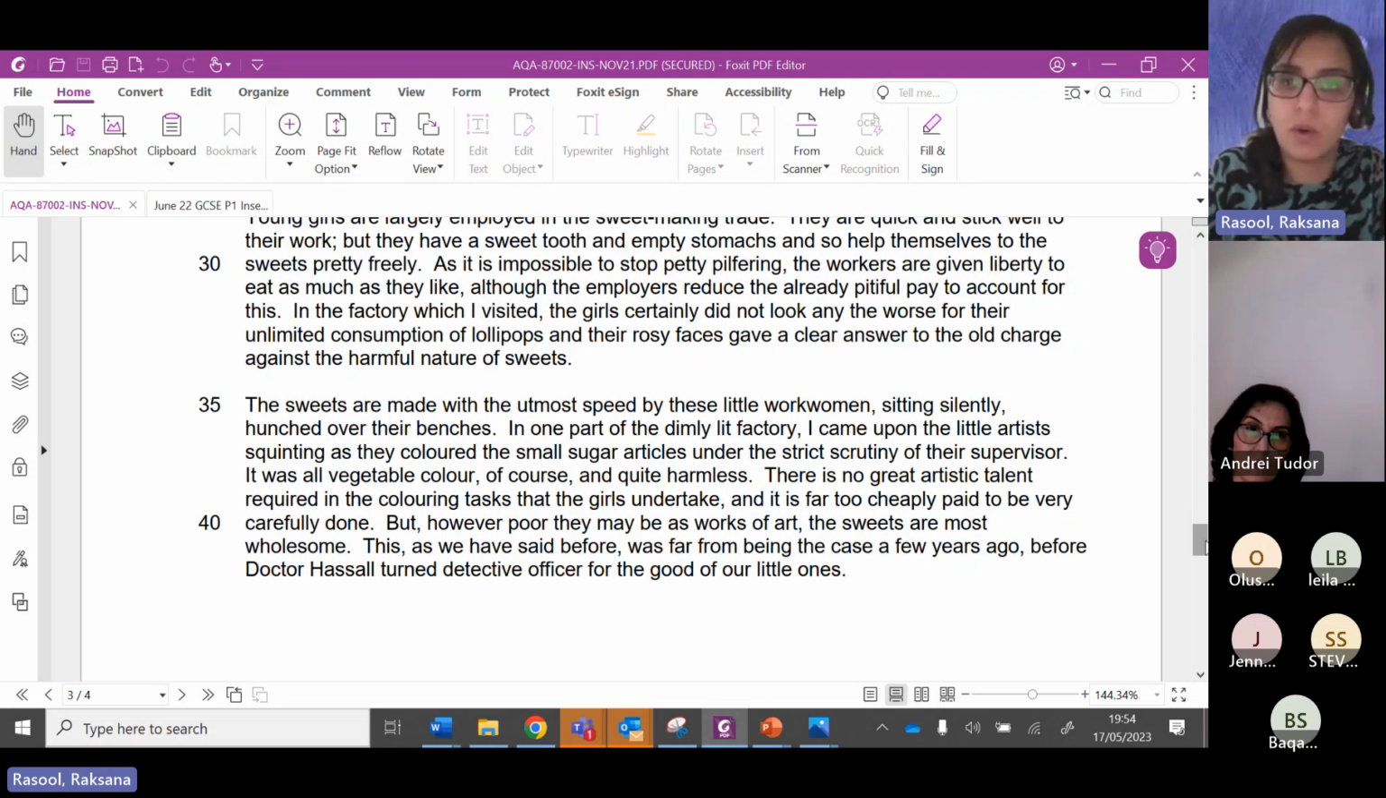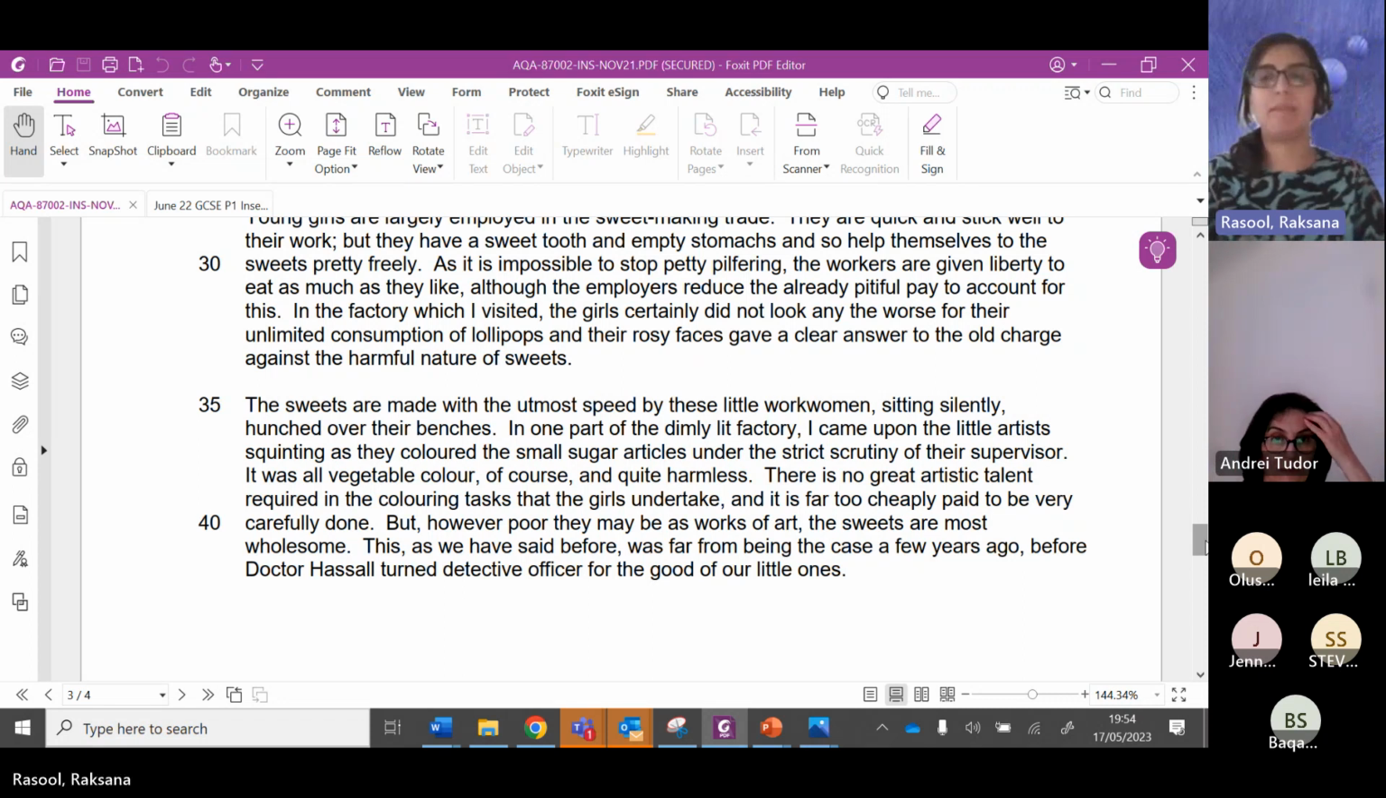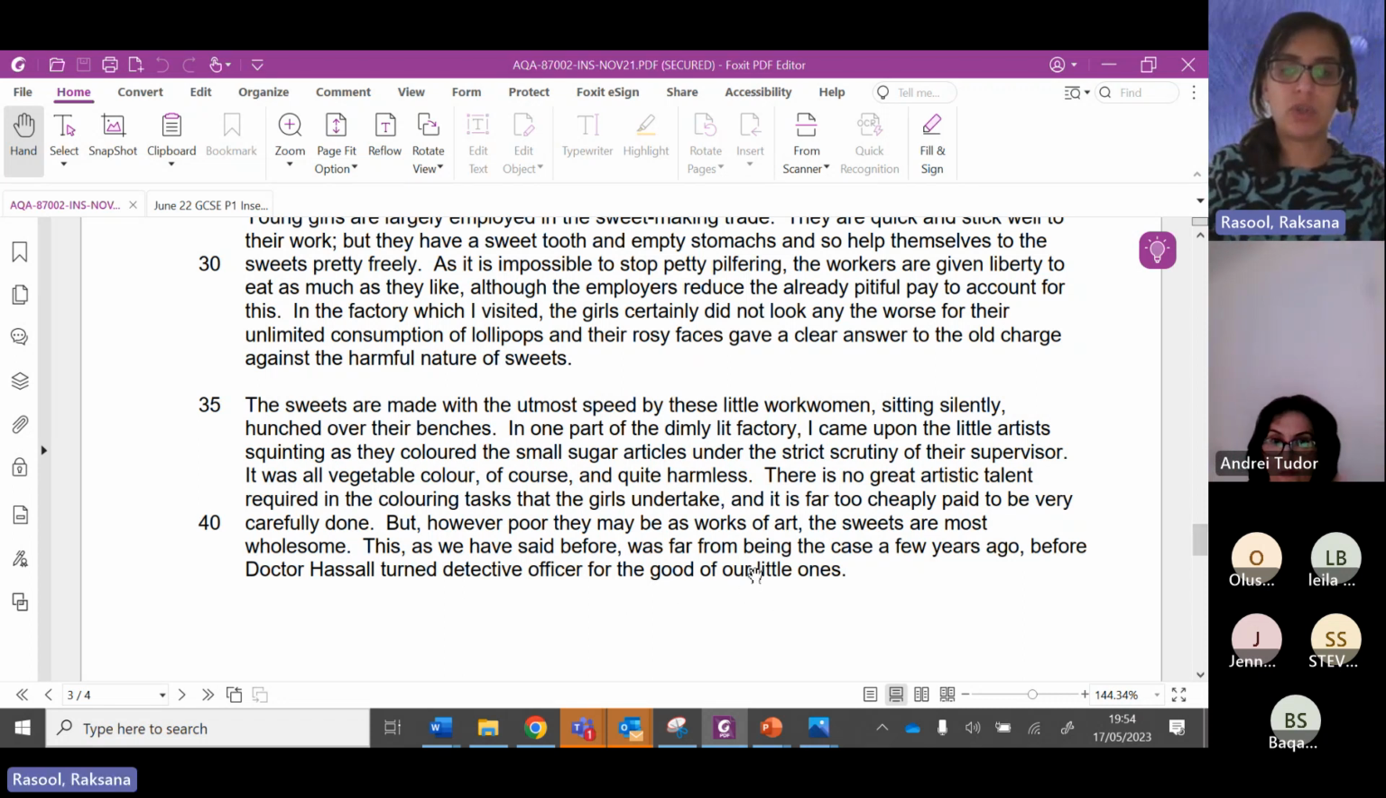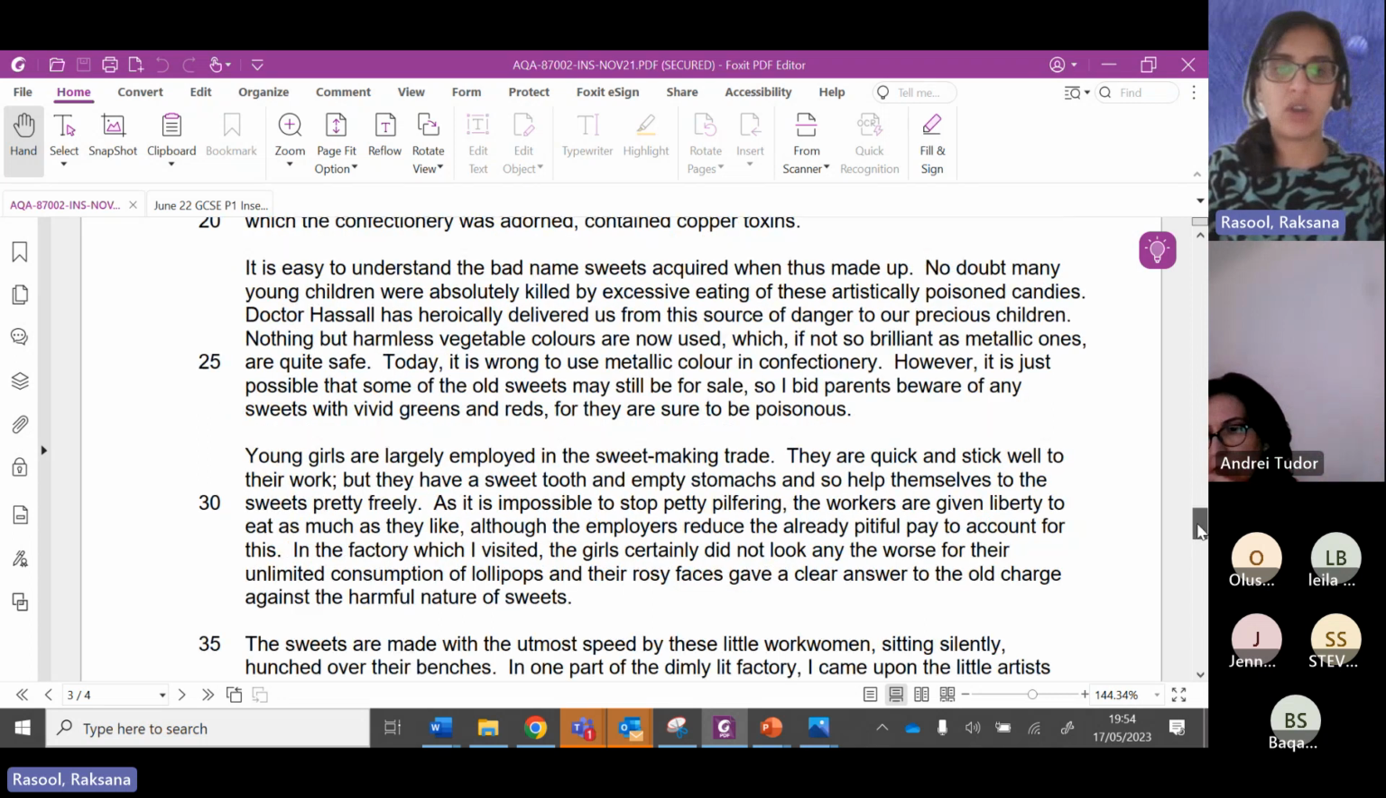This, as we have said before, was far from being the case a few years ago, before Dr. Hassel turned detective officer for the good of our little ones. Okay, so going back to the main point of the story, which is how sweets were dangerous in the past and they are not now.